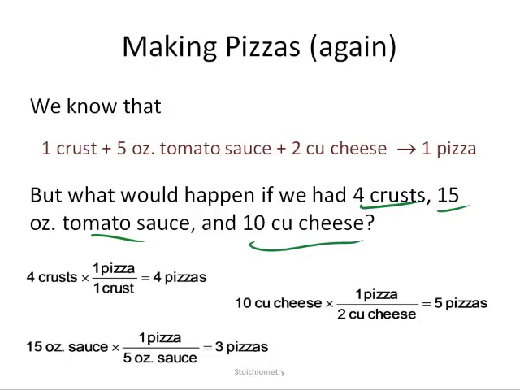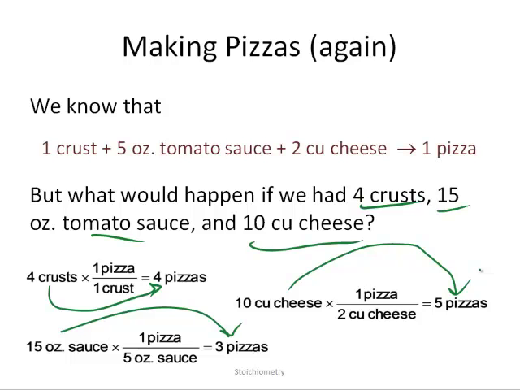pizzas can we make? Well, if we calculate how many pizzas we can make from each of the ingredients, 4 crusts will give us 4 pizzas. 15 ounces of sauce will give us 3 pizzas. And 10 cups of cheese will give us 5 pizzas. Each of the ingredients indicates that we can make a different amount. So how many can we really make?